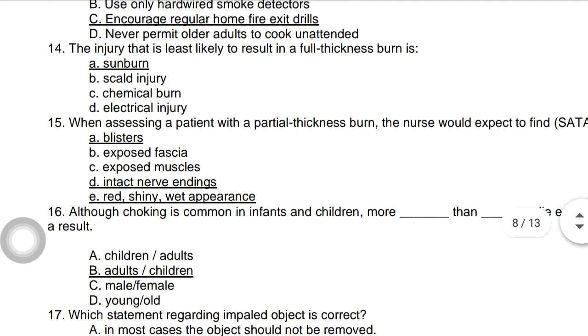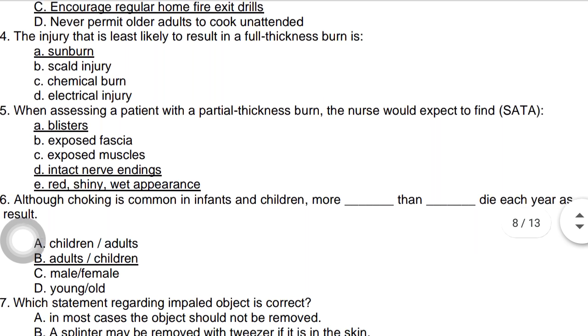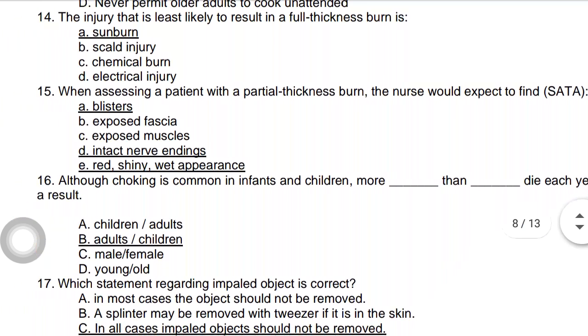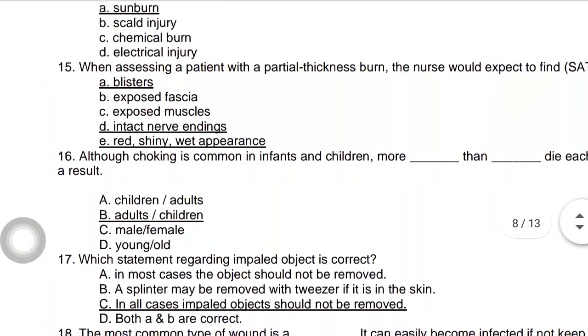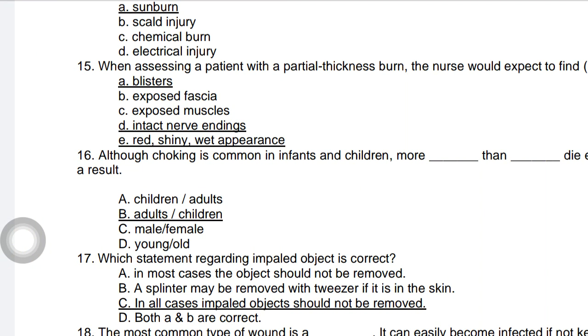So when assessing a patient with partial thickness burn, a nurse would expect to find, select all that apply: blister, intact nerve ending, red, shiny, wet. So although choking is common in infants and children, more adults than children die each year as a result. More elderly than children die from choking.